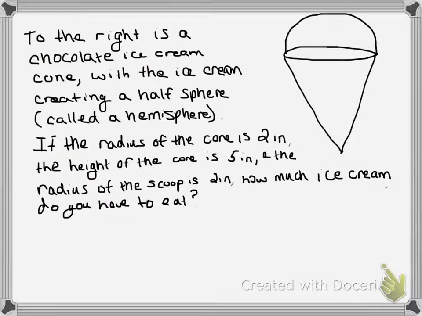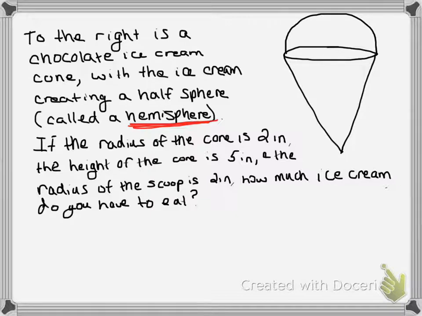Now, this video is getting a little bit long, so let's look at this next one very quickly. So, to the right, we have a chocolate ice cream cone with the ice cream creating a half sphere, which we call a hemisphere. So that's a new term. A hemisphere is a half of a sphere. Now, you see for the cone, you can tell what the cone is, and then you see that the ice cream's sitting on top of it.